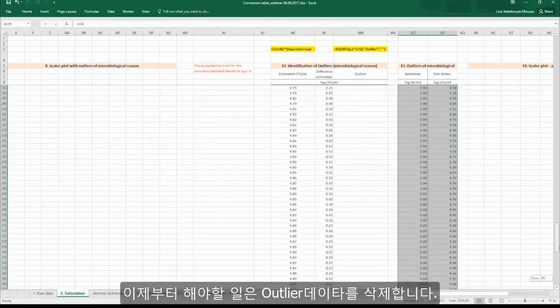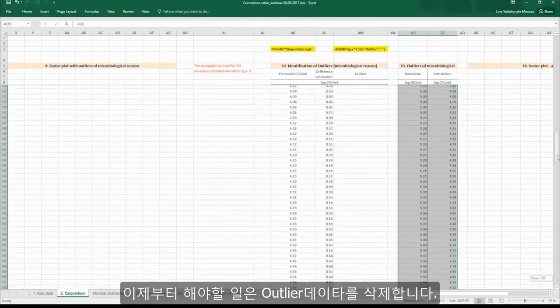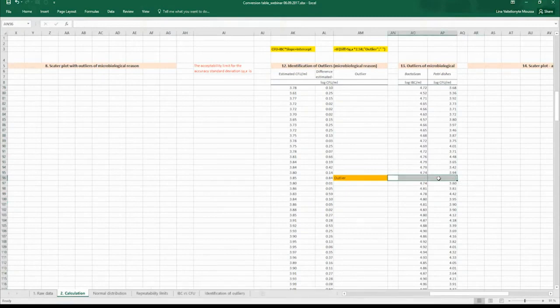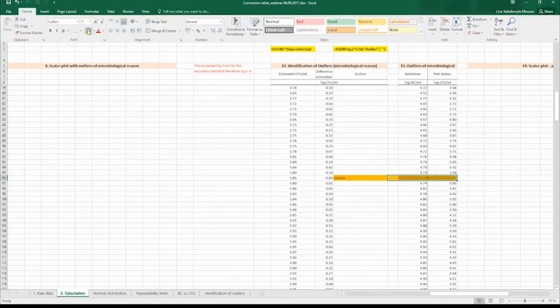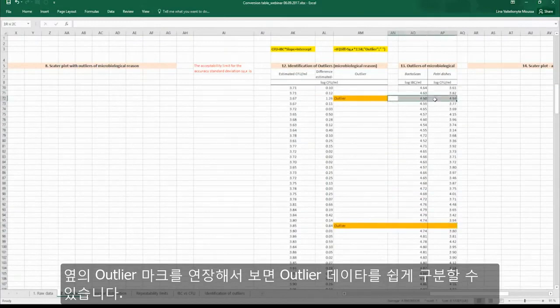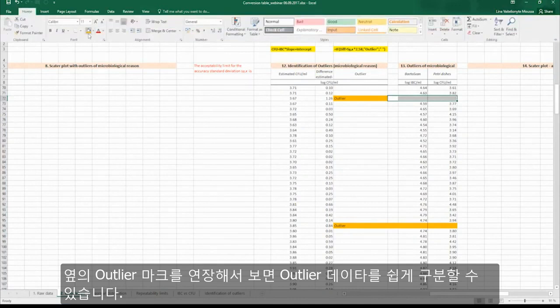And here what we have to do is delete the data which is without layer. And then begin marking the line so it will be very easy to see where outliers have been.